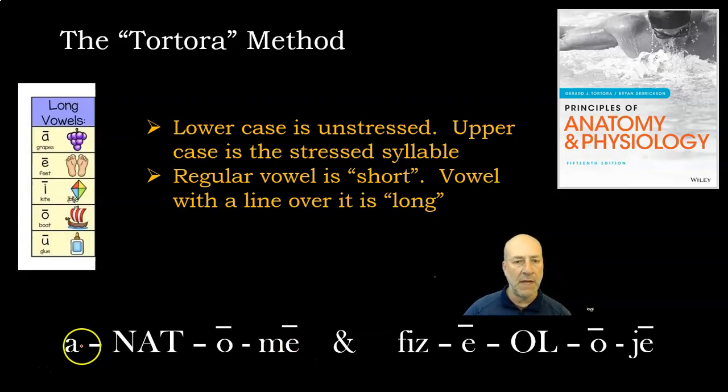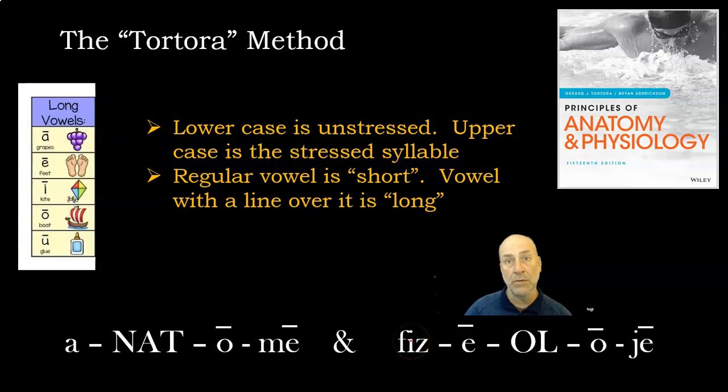And if a vowel is regular without a line on it, so like this A here, and the A in nat, and the I in phys, or the O in all, that's a short vowel. If it's got a line over it, it's a long vowel. Long vowels just make the actual sound. So this is an O sound. This is an E sound. This is not an I sound.